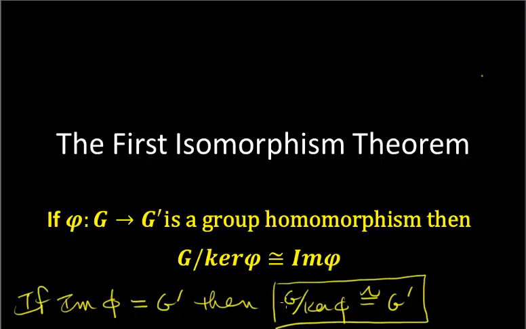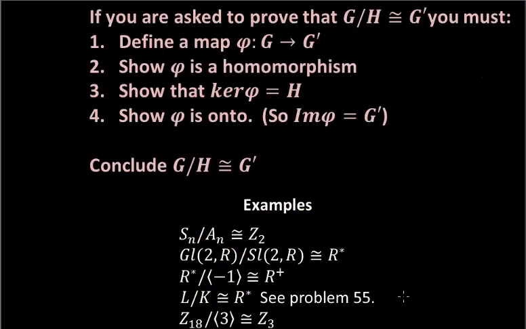We're asked to show that G mod one of its normal subgroups is isomorphic to some other group. Well, in that case, we have to find the mapping from G to G prime, show that the subgroup is its kernel, and show that the image of phi is all of G prime. So that's worth writing down.